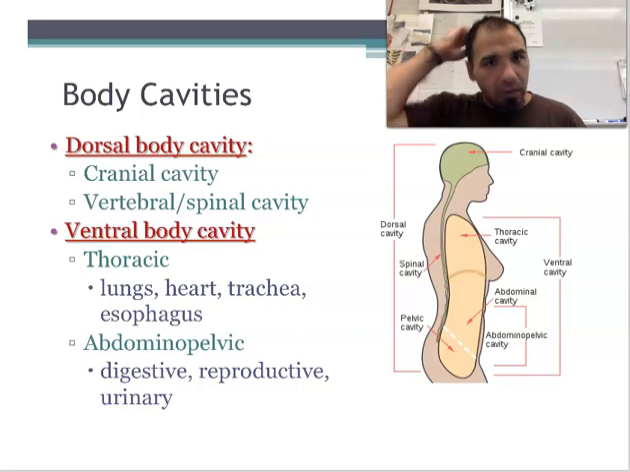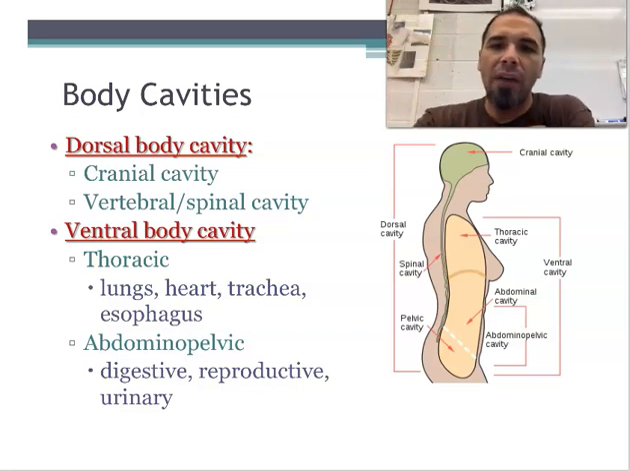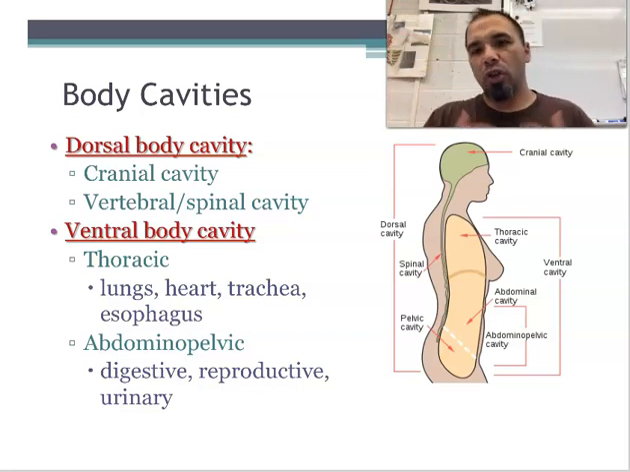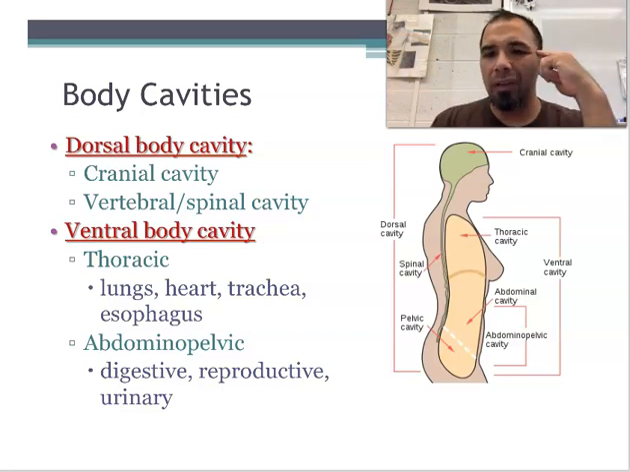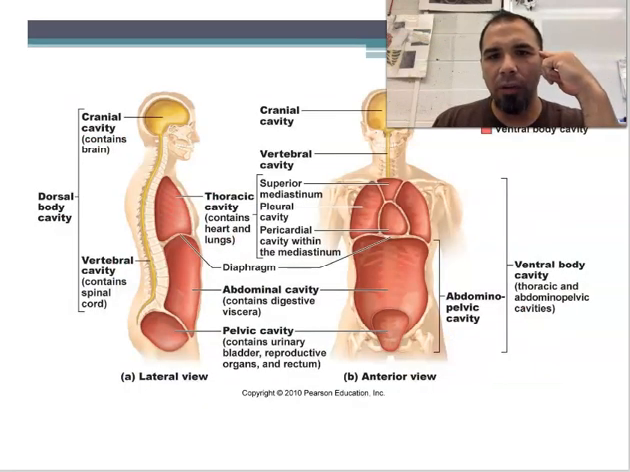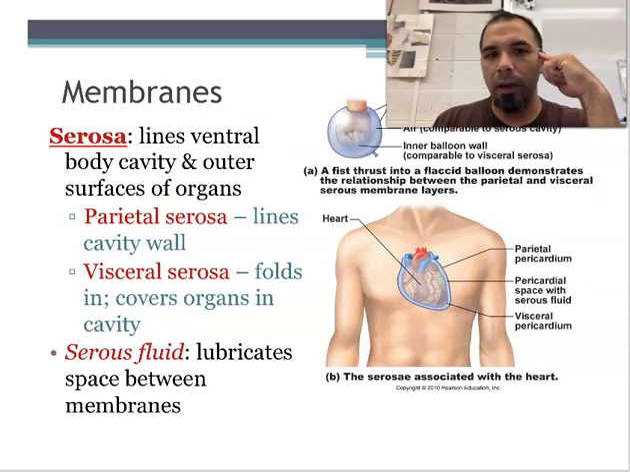Ventral cavity, least protection. I mean, you have some protection with your ribs and your sternum, but if you get down to the abdominopelvic, there's less protection there, which we'll talk about. And so here's some images of the dorsal and the ventral cavities, and we'll label these later, hopefully face to face.